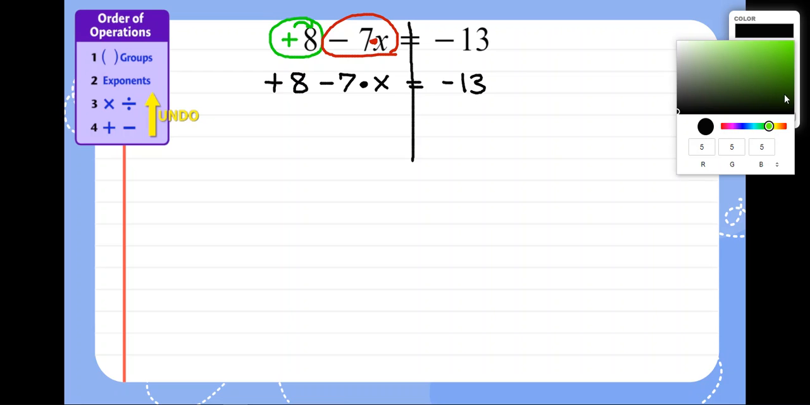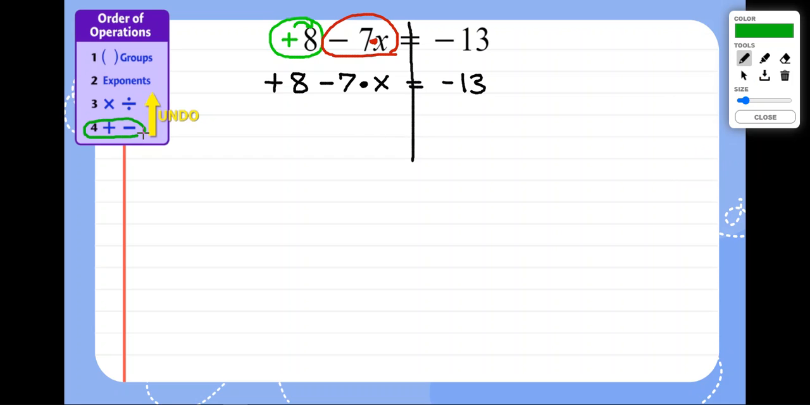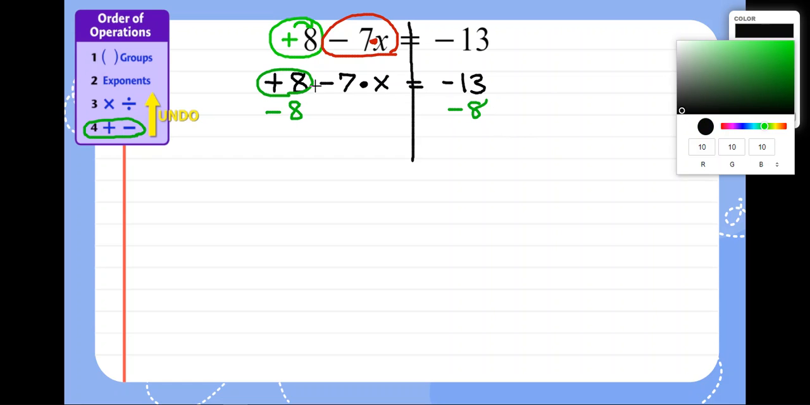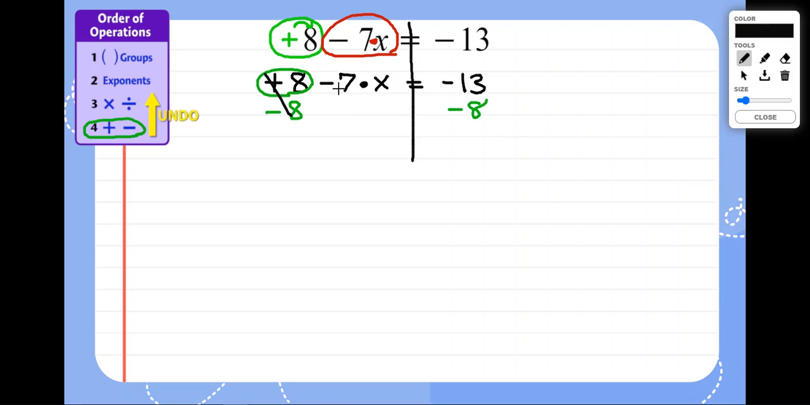Then we deal with our inverse operations. We always take care of any pluses or minuses first, any addition or subtraction, because we're using reverse order of operations. So I have a plus 8 that we need to get rid of by doing the inverse of minus 8. That's our first step. Then we simplify. This is gone now, and I need to bring down everything else, including that minus or negative sign. So negative 7 times x is equal to negative getting more negative, or negative 21.